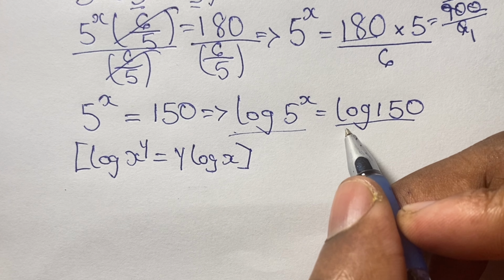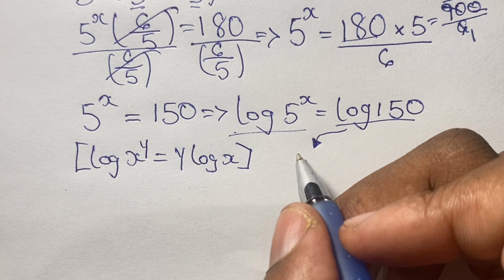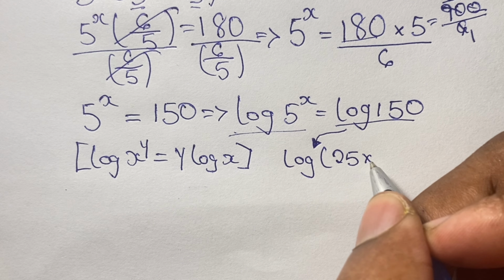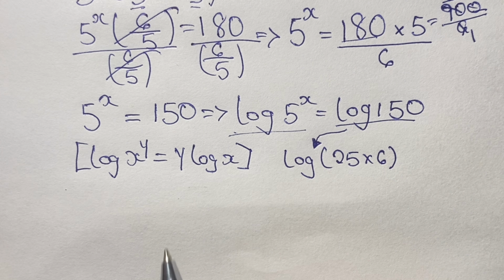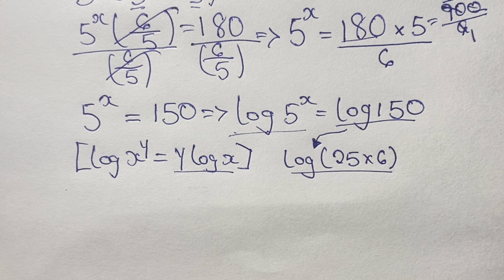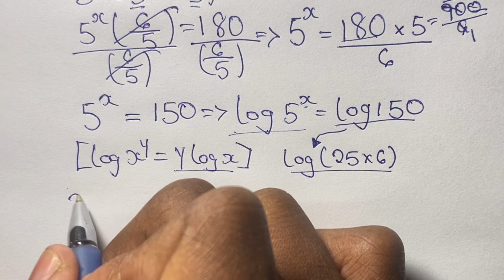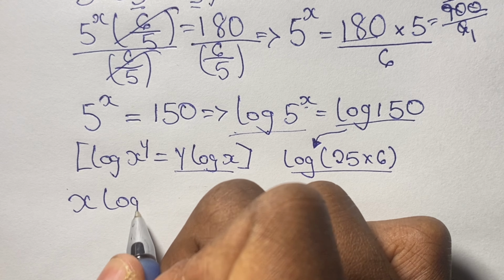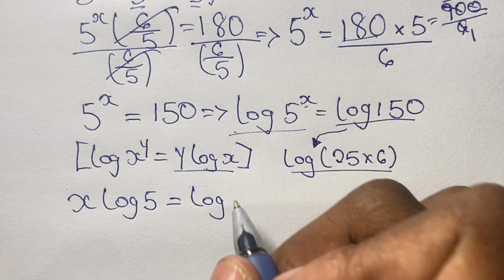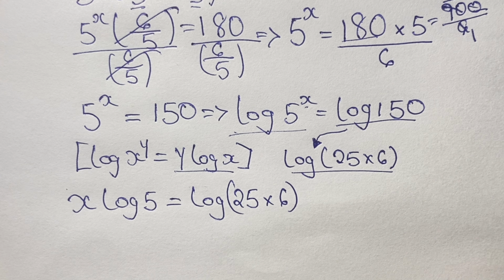Now from here where we have the log of 150, we can take this and simplify it just the same. So the log of 150 can be simplified by saying the log of, in brackets, 25 times 6, as 25 times 6 gives us 150. So we'll just take this and simplify it using this, and this will simplify using this. So our exponent, which is x, so we say x times the log of 5, so x log 5 is equal to log, and in brackets we'll have 25 times 6. So x times log 5 equals log 25 in brackets times 6.